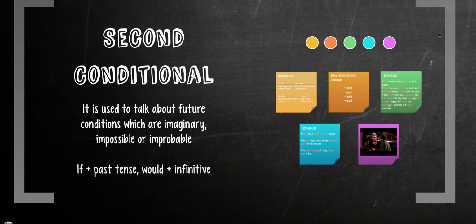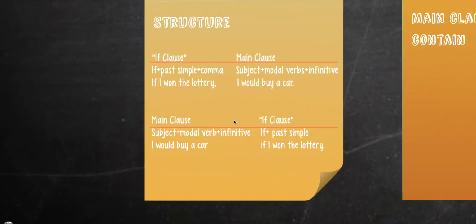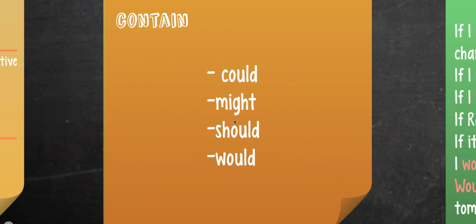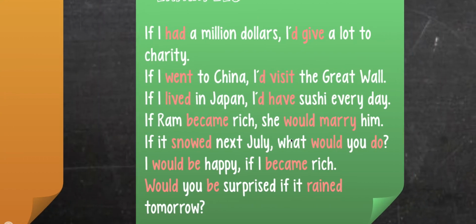Please don't get distracted. So, as I was telling you, we have the second conditional to talk about future conditions that are imaginary, impossible, improbable, like hypothetical situations. Okay? So, here you have the structure, normal, and pay attention to this. This is the missing one, should. You can use also should. También pueden utilizar should, pero ese no es tan común. So the main clauses are could, might, would, and in some cases should. Okay? So let's check some examples.